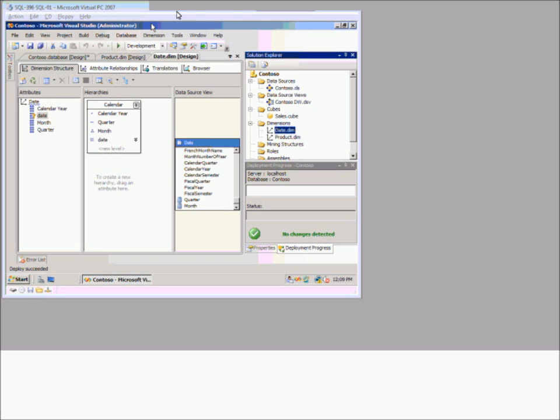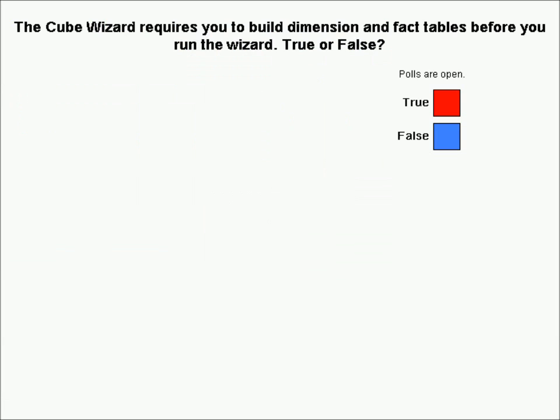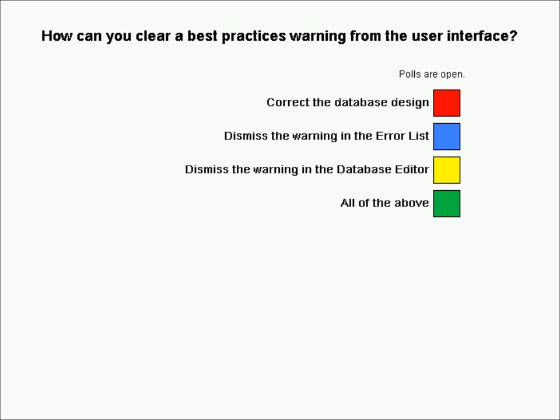Let's go through some review questions, see if you've been paying attention today. In the Cube Wizard, it requires you to build the dimensions and fact tables before you run the wizard. True or false? And polls are open. Anybody out there listening want to vote? There we are. Someone says true. Anybody else disagree with that statement? I don't think anybody wants to play with polls today, but it actually is false.